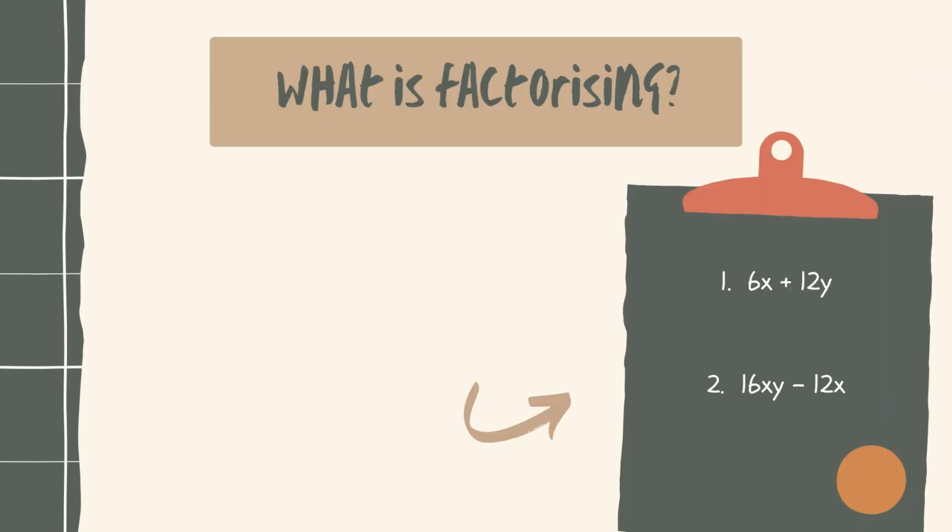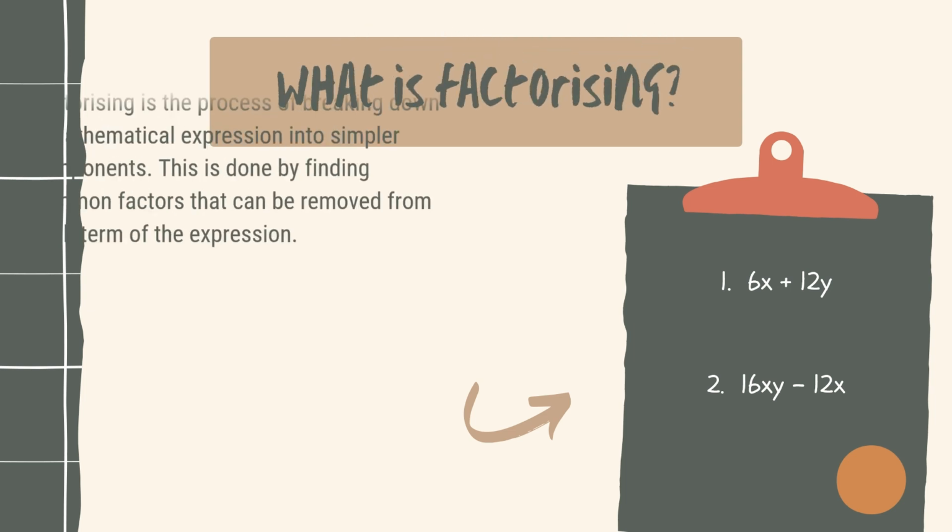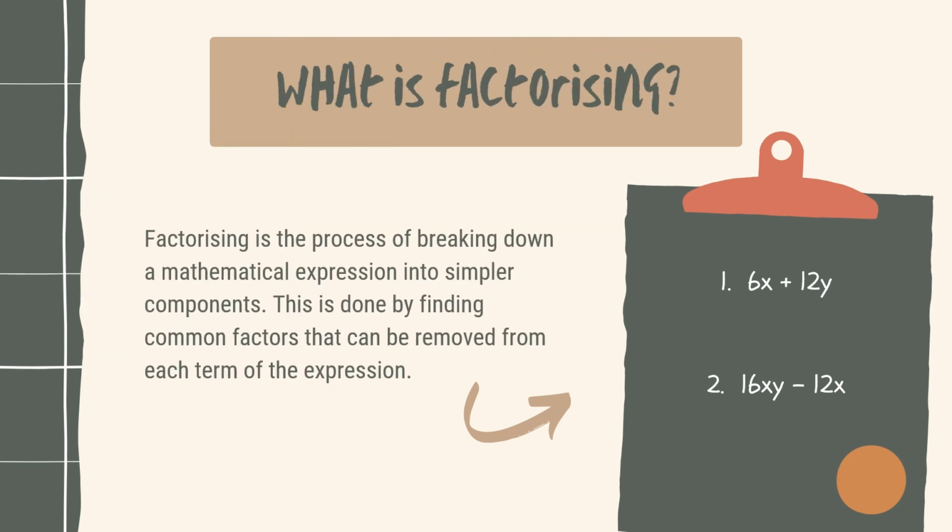What is factorizing? Factorizing is the process of breaking down a mathematical expression into simpler components. This is done by finding common factors that can be removed from each term of the expression.